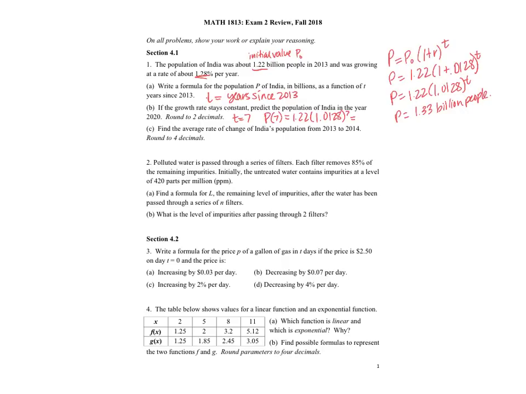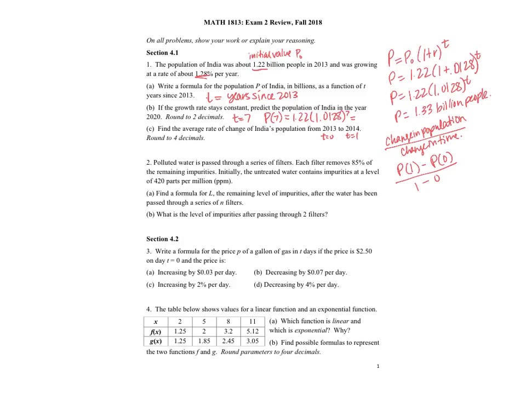Okay. Find the average rate of change of India's population from 2013 to 2014. So the average rate of change is going to be change in population over change in time. And notice that in 2013, that's when T equals 0, and in 2014, that's when T equals 1. And so when I compute the change in population, I want to find the population when T is 1 minus the population when T is 0 divided by 1 minus 0. And so to compute the population when T is 1, I'll take 1.22 and multiply by 1.0128 to the first power.